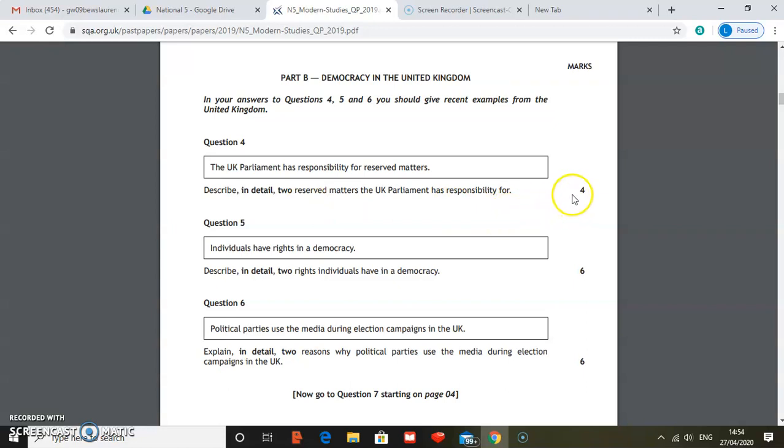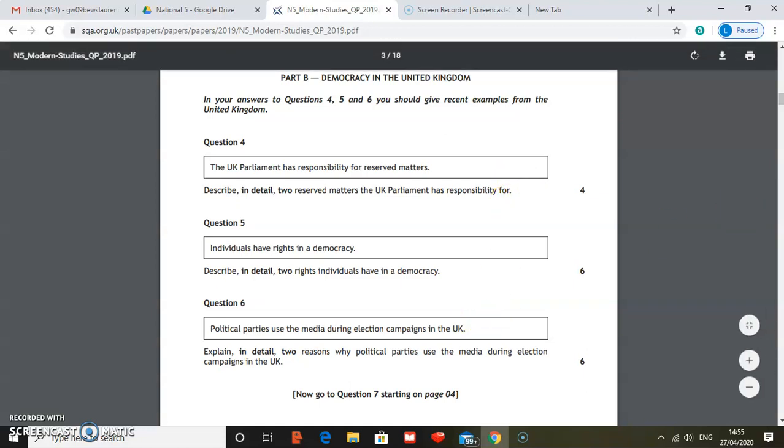Now, key things here, 4, 6 and 6 marks. That is the minimum number of sentences we're looking for in the answer. And as many of you said in 3rd year, didn't we do PE questions? This is a PEE question indeed. So we'll be looking at paragraphs for this.